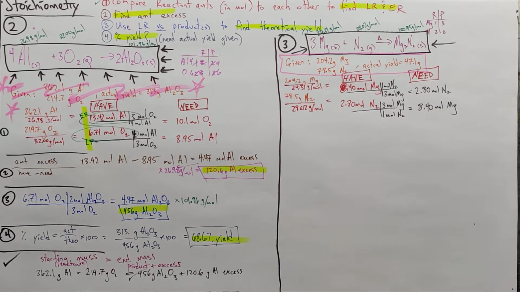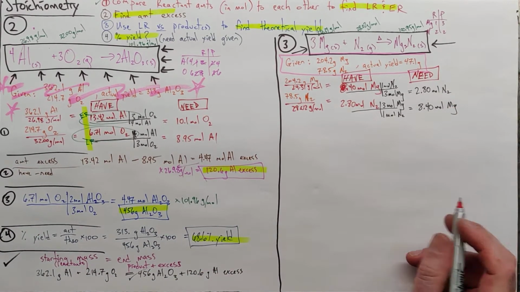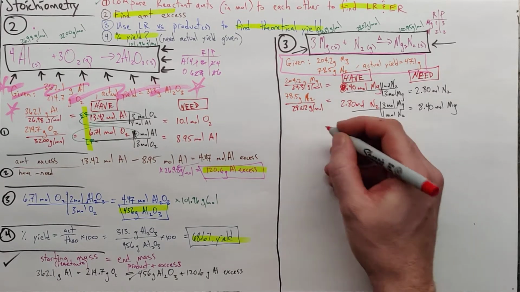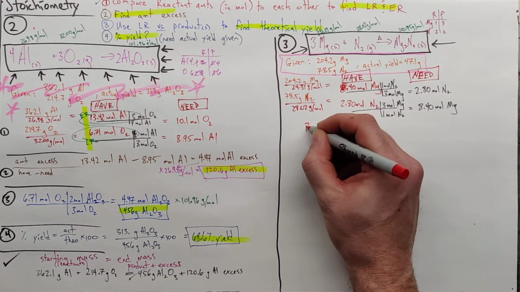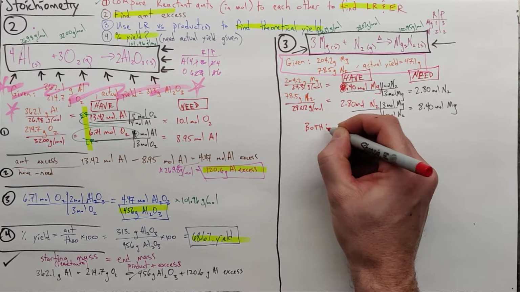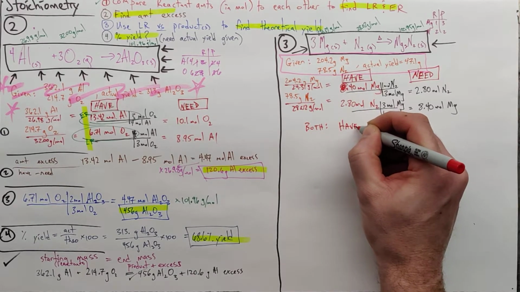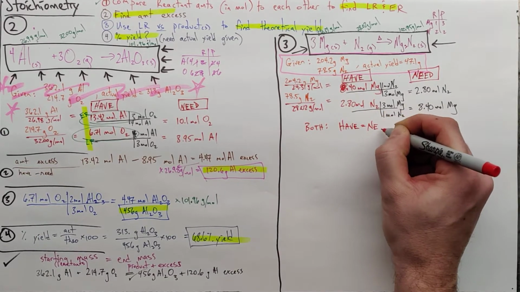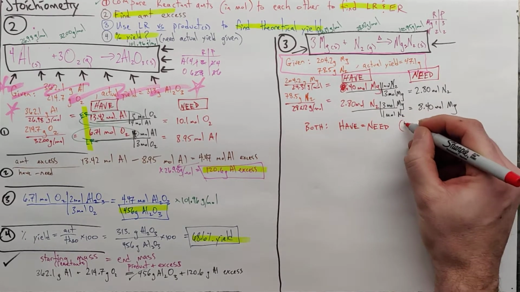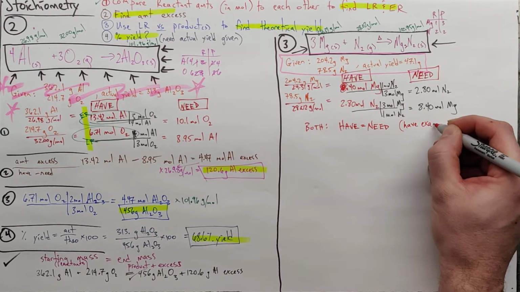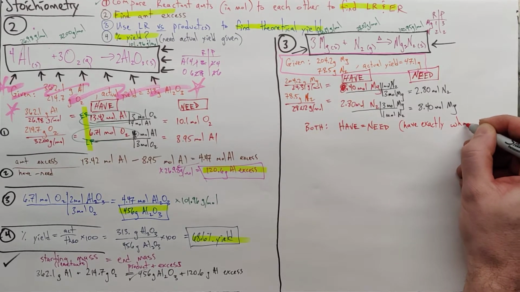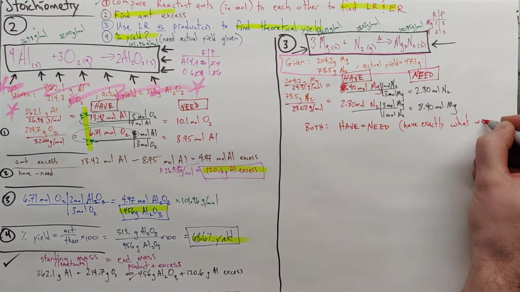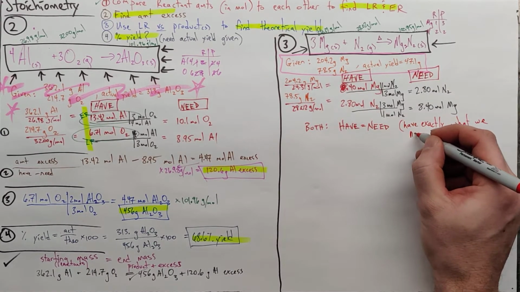That is very, very, very important. And when that happens, we call that stoichiometrically equal amounts, all right? So for both of these, the have equals the need. We have exactly what we need of each reactant.